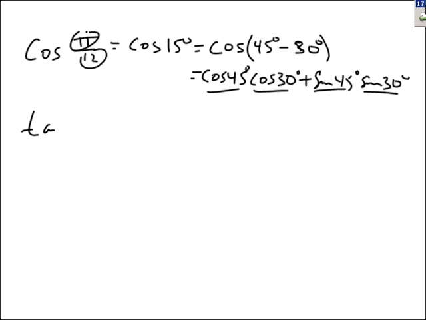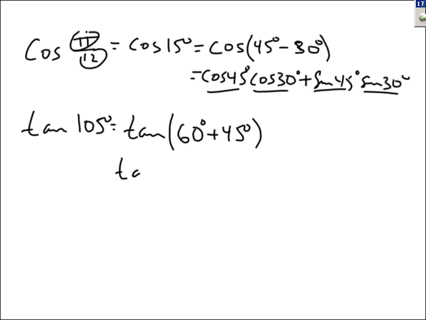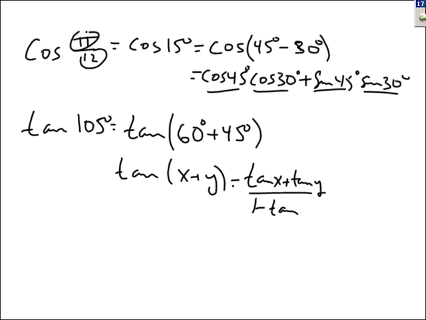Somebody asks you to find the tangent of 105 degrees. You should immediately think of, oh, 105 is 60 plus 45. And then remember that the tangent of x plus y is whatever it is. Okay, if you want to use it, you can. It's the tangent of x plus the tangent of y over, I think, 1 minus tan x tan y. Yeah. So, x is 60 and y is 45.